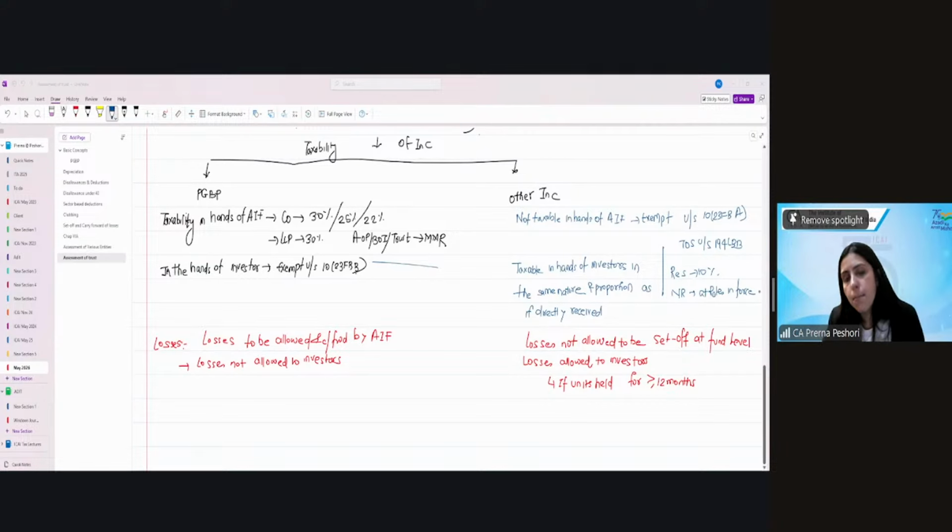So it will be in the same proportion and in the same nature only as it is in the hands of the trust. So it will be treated like if the individual would have directly invested, what would have been the treatment? Same way it will apply. Because this is a pass-through entity. Okay, clear? Okay, let us solve a question from the module on this.